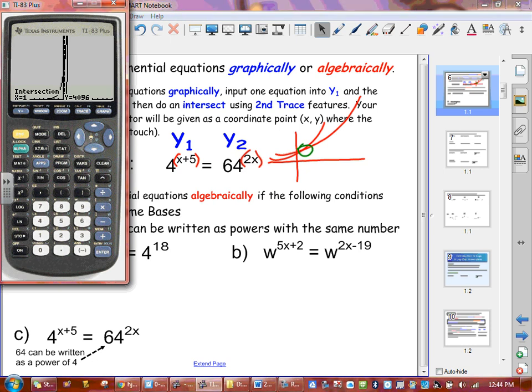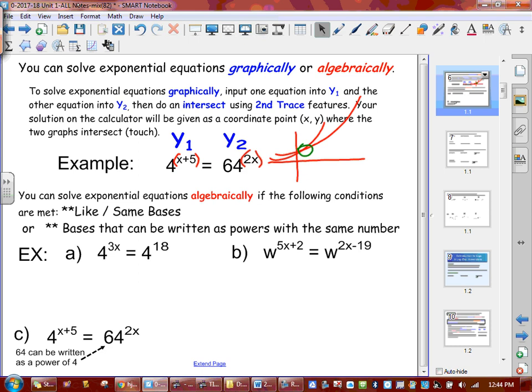So, which answer am I looking for when I solve these questions? The x or the y? The x. Because guess what number we're always solving for? X. Okay? So it took us a long time to find the answer because we had to make our scale go up high enough. So our intersection point is 1, 4096. Our answer is 1. We will solve it algebraically coming up, and we'll prove that it's 1.